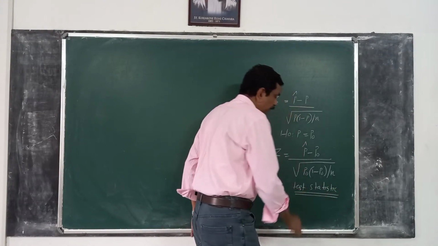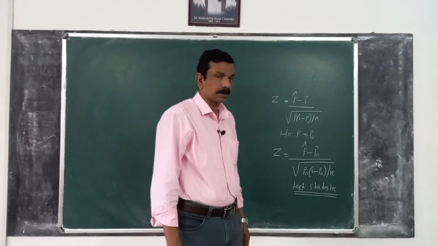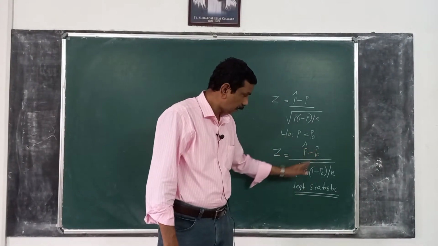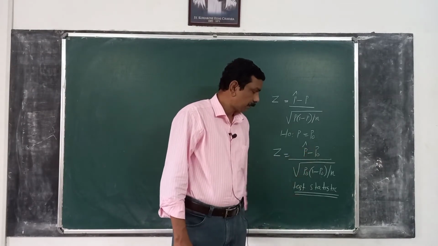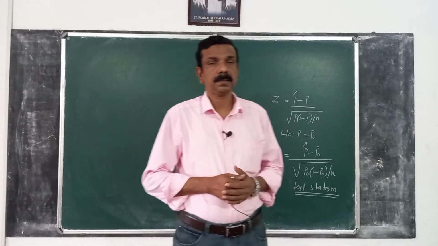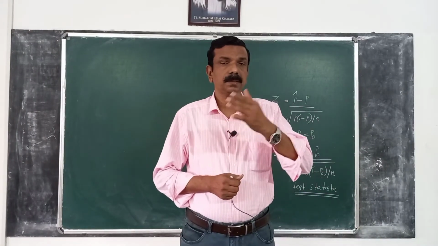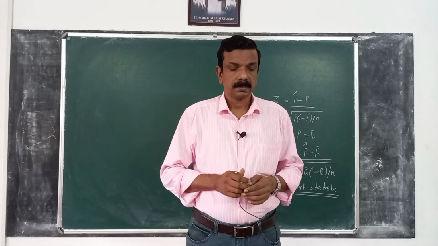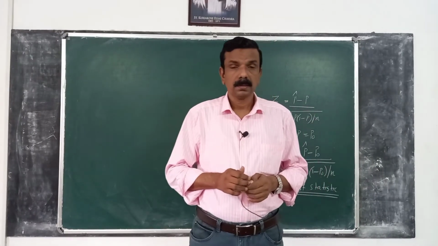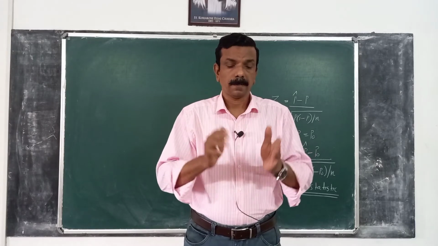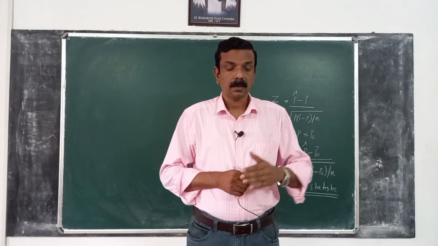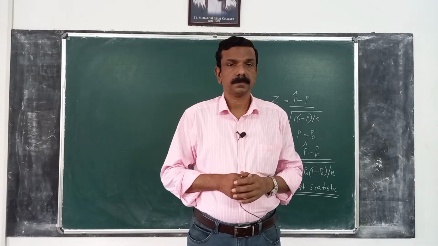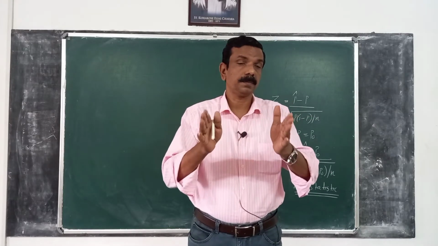For testing the significance of one population proportion, the test statistic is given as p hat minus p0 by root of p0 into 1 minus p0 by n. We call the testing procedure the one sample Z test for a population proportion, or simply Z test for population proportion.